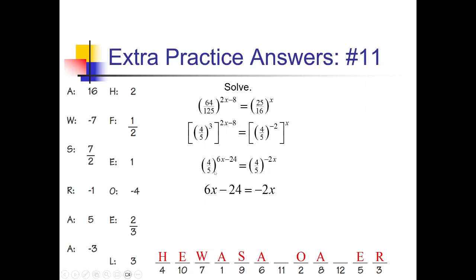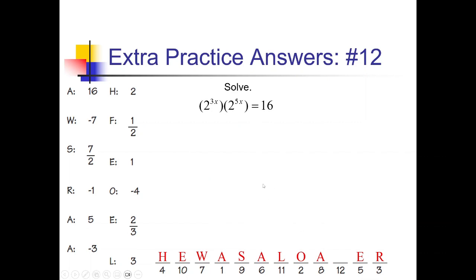And then if I subtract 6x to the other side, that's going to be a negative 8x, or I can add the 2x over here, giving me a positive 8x, and add the 24 over there, either way. And then dividing by 8, we end up with x equals 3. So that's going to be L going in spot 11.